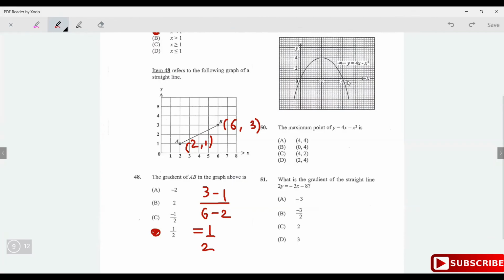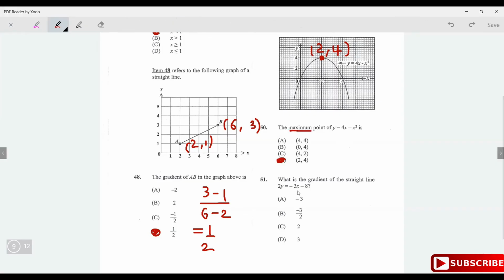Question 50. The maximum point of y equal 4x minus x squared. Well, the maximum point is right here. That's the highest point on the graph. That point is 2, 4. That's what maximum means. Highest. Maximum. Highest. That's 2, 4. Easy question. Soft.